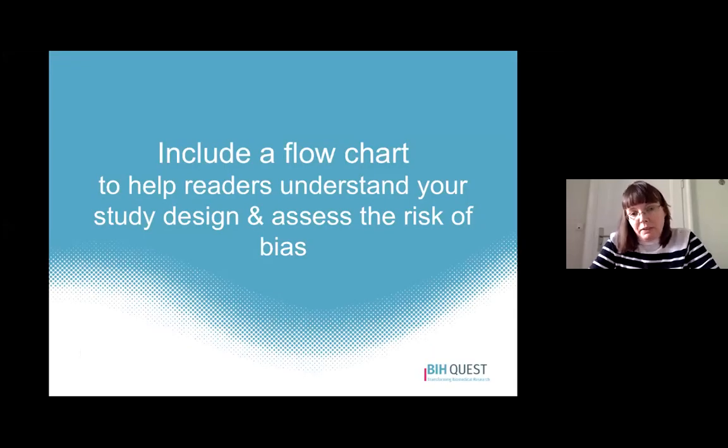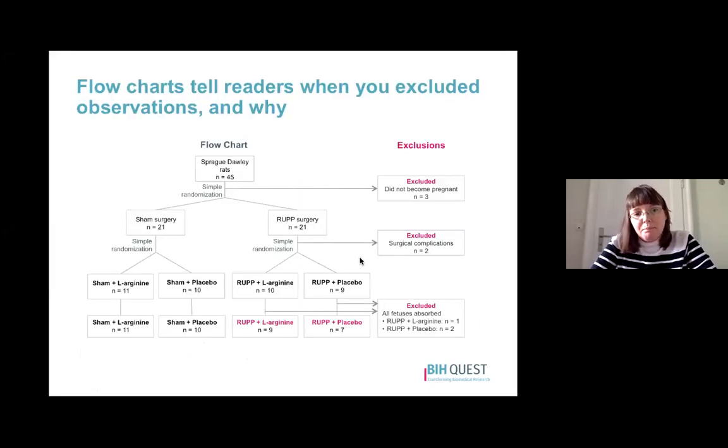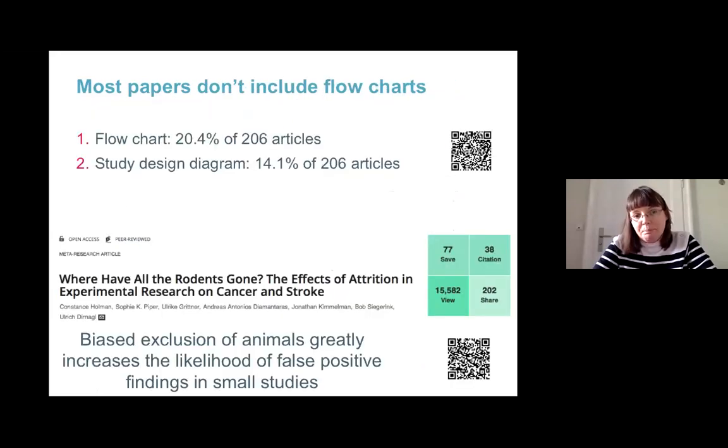The next point is to include a flowchart to help readers understand your study design and assess the risk of bias. So flowcharts are things that look like this. They give us an overview of the design of the experiment. So I can see the number of animals I started with. They were randomized into 2 different groups and then randomized again into 4 groups. And I can tell how many animals I have at each stage of the experiment and how many were excluded and why they were excluded. And this information about how many were excluded from which groups and why is really important because it helps us assess the risk of bias.